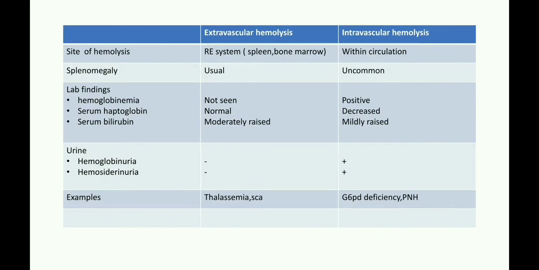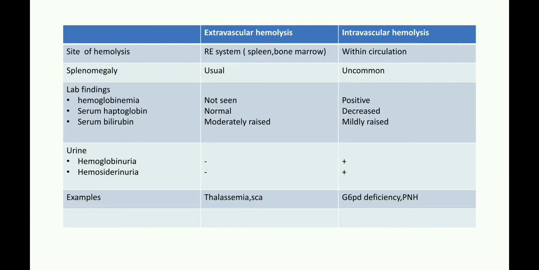So when you differentiate between intravascular hemolysis and extravascular hemolysis, first of all, we know that intravascular hemolysis occurs within the circulation. At the same time, extravascular hemolysis means it's outside the circulation, especially the reticuloendothelial system. That means the spleen and the bone marrow. So you can get splenomegaly in extravascular hemolysis, because here the RBC destruction occurs in organs like spleen and bone marrow. So that's why you can get splenomegaly in extravascular hemolysis.